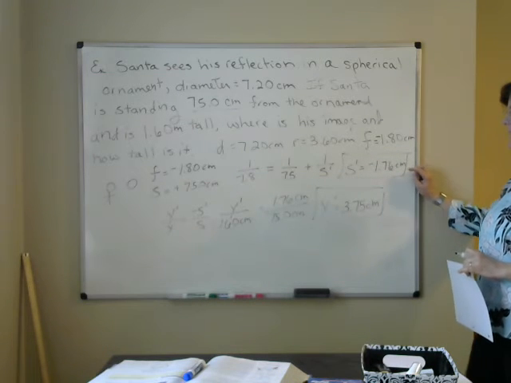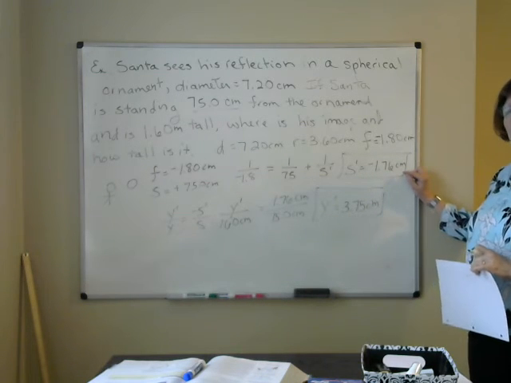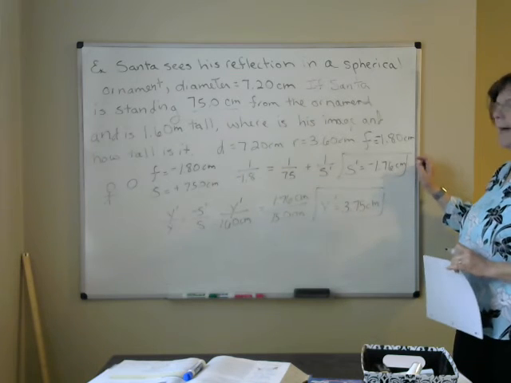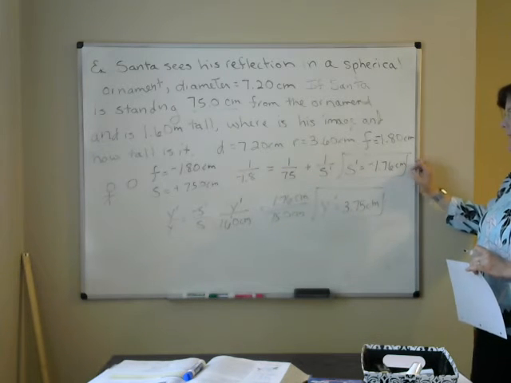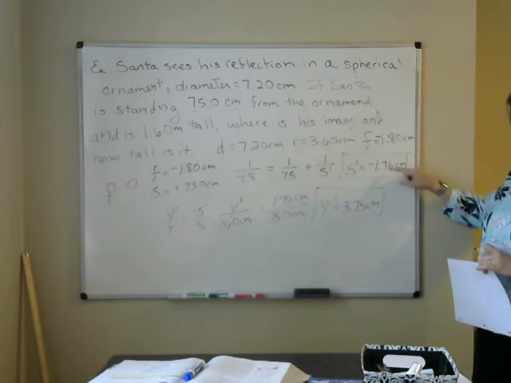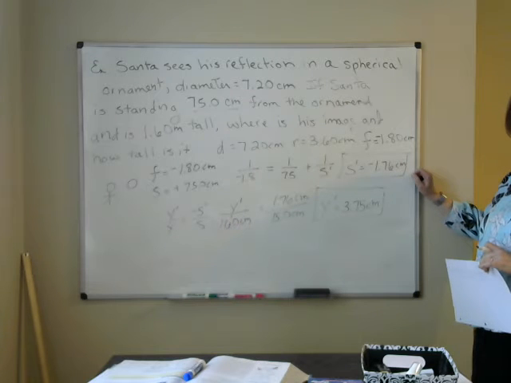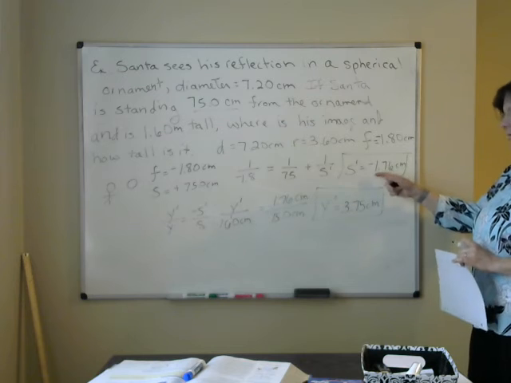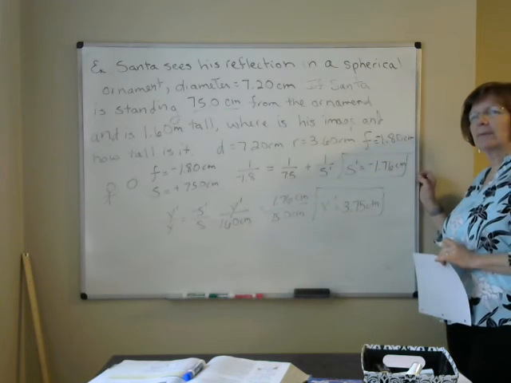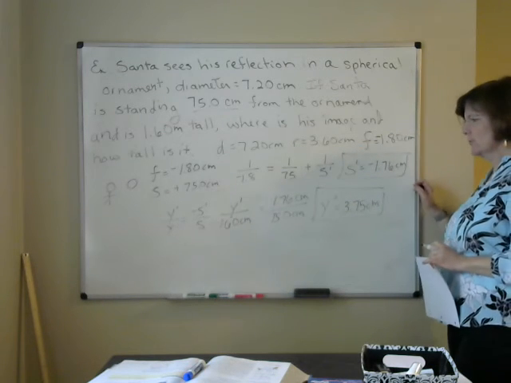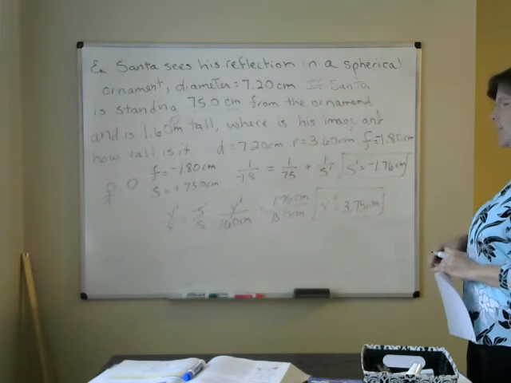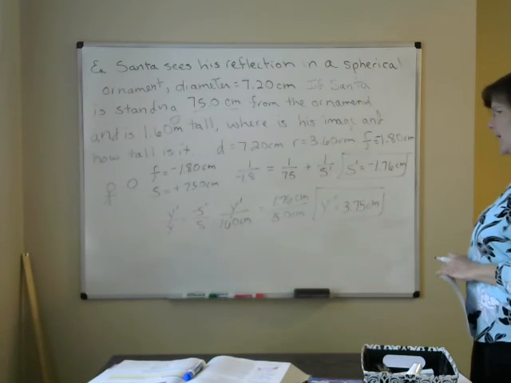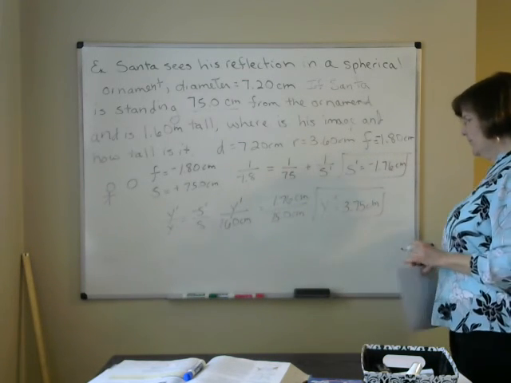Notice it's going to be a virtual image. He sees it back behind the mirror. We can tell it's a virtual image because the magnification is negative. Sorry, I said that exactly wrong. The image distance is negative. When the image distance is negative, you have a virtual image. He's going to be upright. Virtual images are upright. That's what you get when you look in your bathroom mirror.